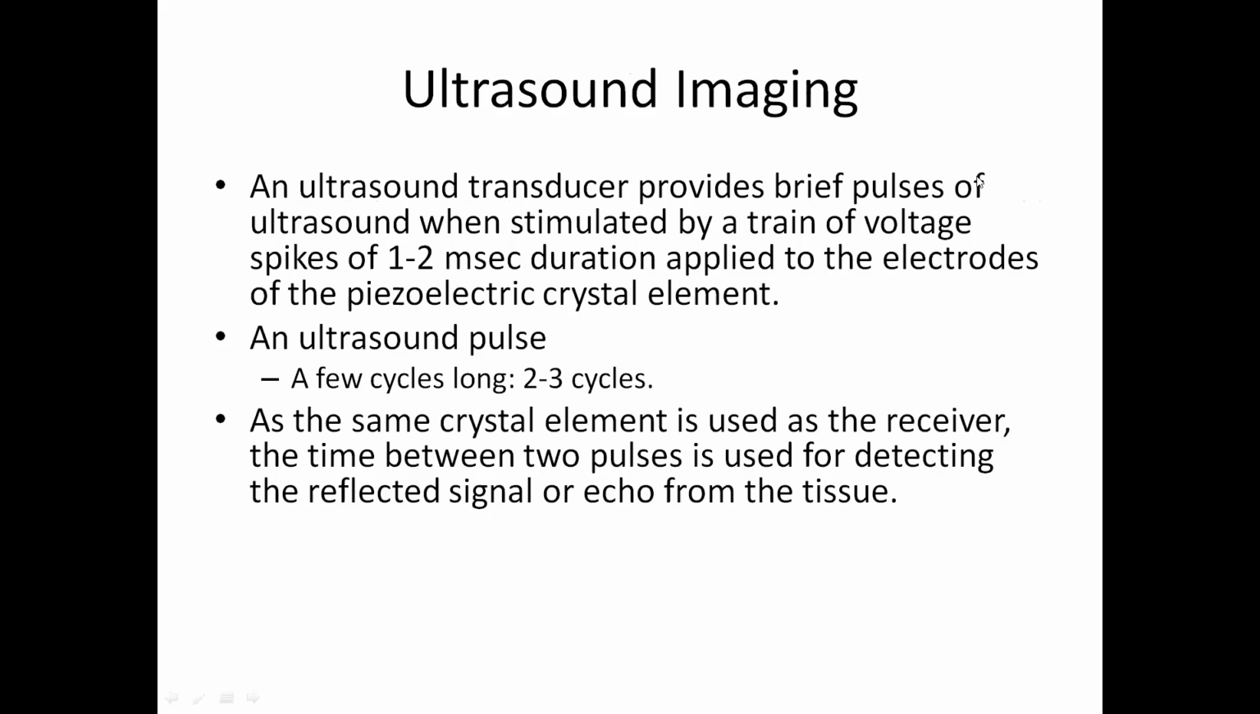Ultrasound imaging. In ultrasound imaging, the main principle of the ultrasound transducer is that a brief pulse of ultrasound is stimulated by successive voltage spikes having a small active period of up to 2 milliseconds applied to the electrodes on the piezoelectric crystal. This ultrasound pulse has 2 to 3 cycles.